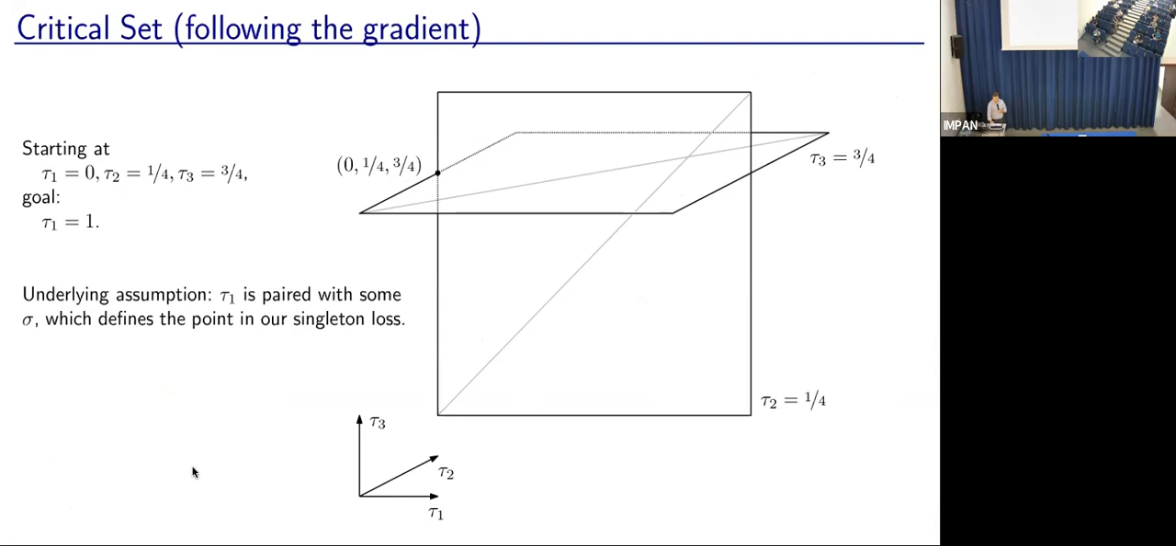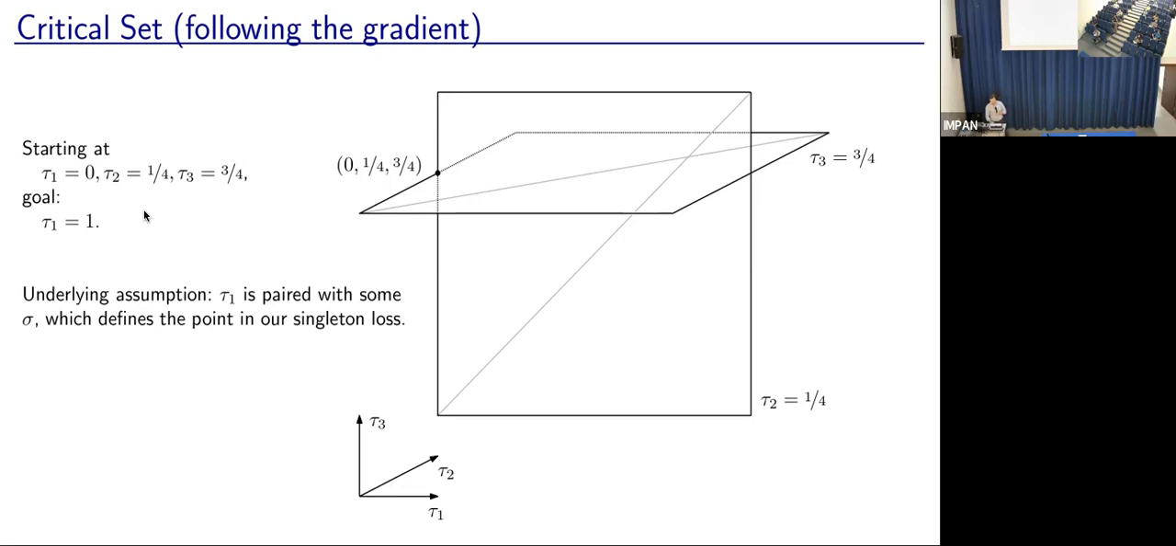The very useful notion here is that of critical set. Suppose that I have the following situation. I have three simplices, tau 1, tau 2, tau 3. They have values 0, 1/4, and 3/4. Somehow my loss tells me that I want to set the value of tau 1 to be one. That's the only goal, which really means, in the previous formulation, that tau 1 is paired with some sigma that defines the point in the persistence diagram, and I want to move that point from the value of sigma comma zero to the value of sigma comma one.